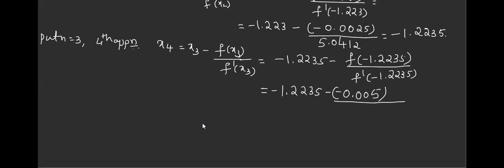Do it once again. You are not taking cube and all properly. See, there is an option in the calculator as x cube, so directly you can take it as value. 5.0438. Correct? Yes, ma'am. All of you do the calculation.